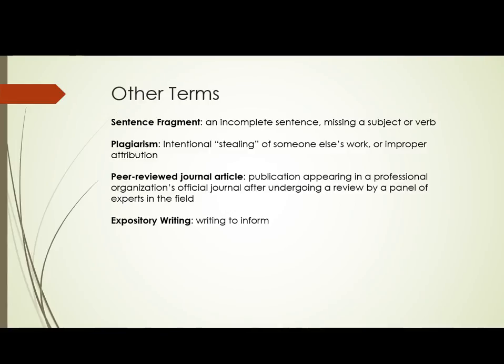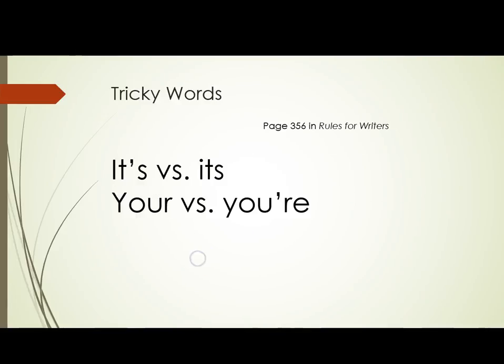So go ahead and look at plagiarism, and I think we talked about peer-reviewed journal articles. And then expository writing, I'm just looking for that word inform. So review these two tricky words on page 356, and it's pretty short and concise, so that will only probably take about 40 seconds to do that.